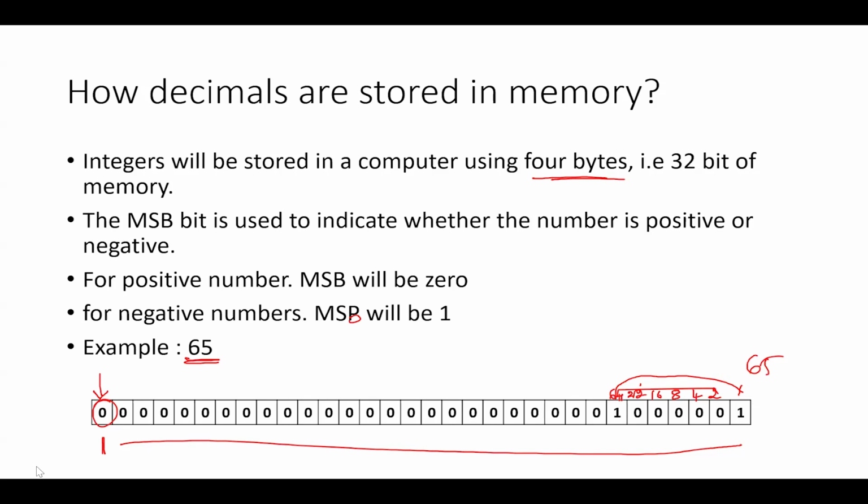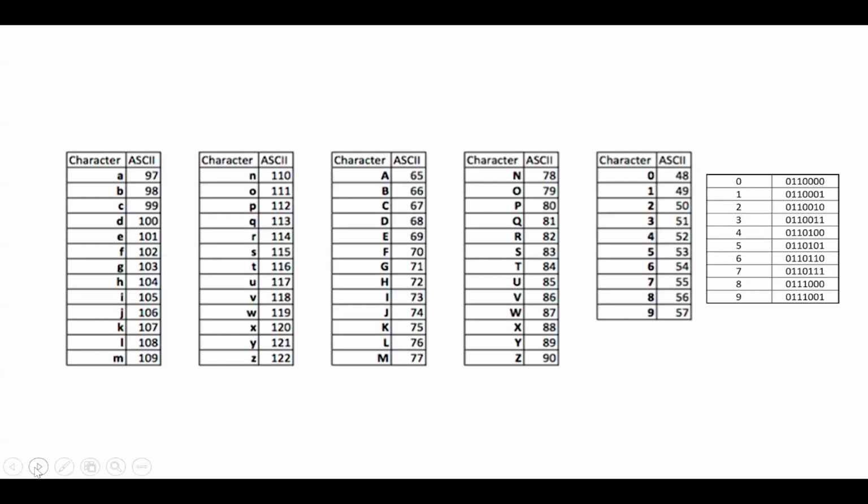Now there is also something called ASCII representation. How do characters get stored in the memory? We saw how decimals get stored. Now, this is how a character gets stored in memory. For all the characters, there is something called an ASCII value, that is American Standard Code for Information Interchange. As you can see, for small a, the value is 97.